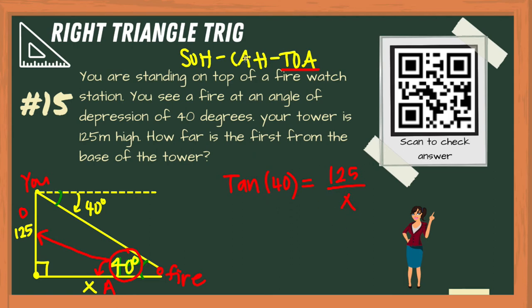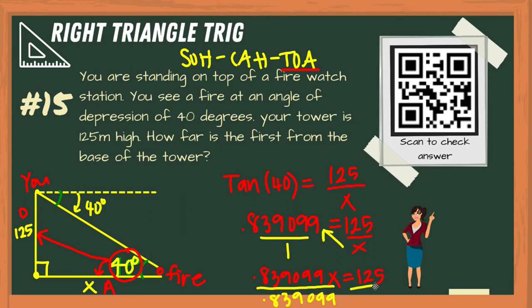So then you can evaluate tangent of 40 in your calculator and you get 0.839099 and more equals 125 over x. So you can think of this as a proportion here, multiply that x up. So you get 0.839099x equals 125. Divide by that decimal to both sides in your calculator.